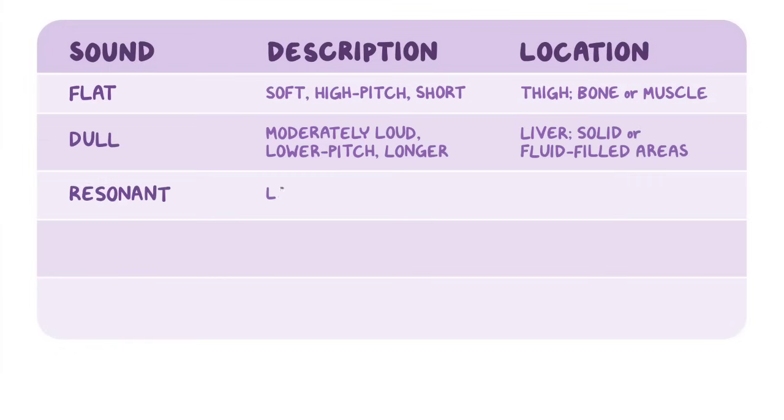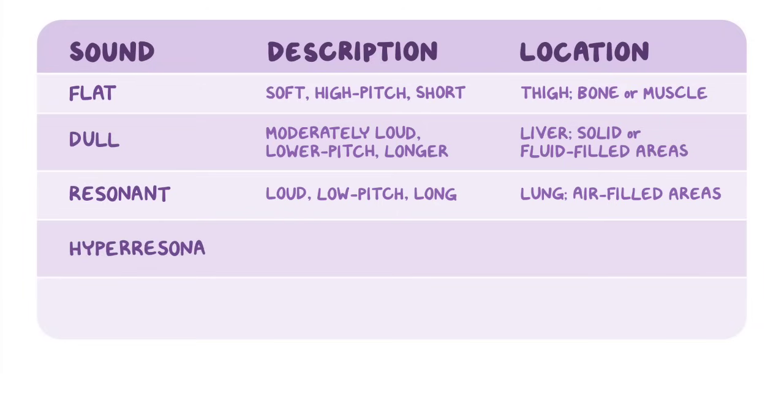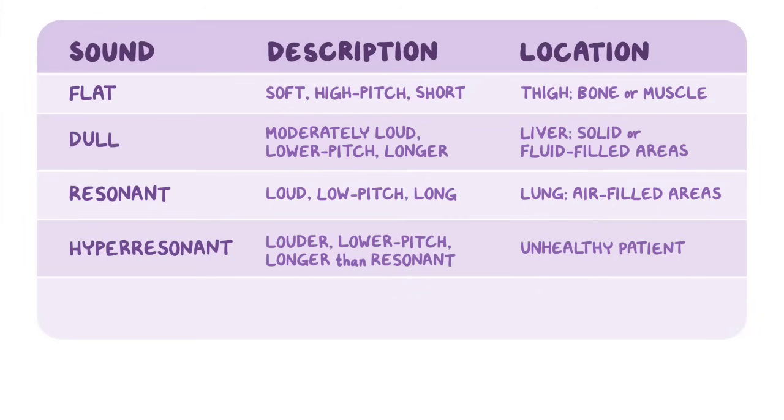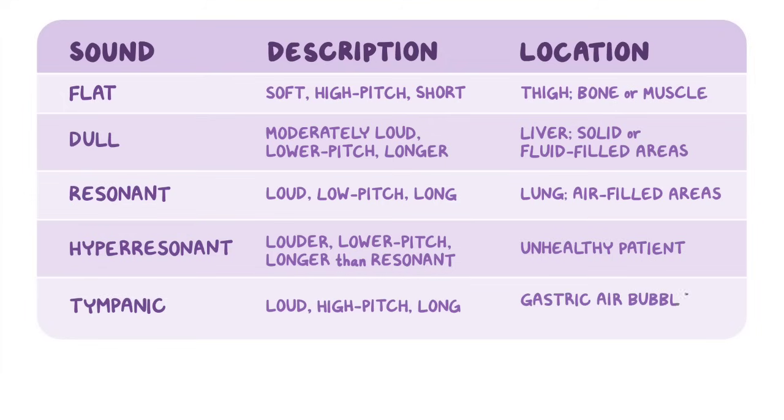A resonant sound is a loud, low-pitched, long sound that can be heard over the lung. Resonant sounds are often heard in air-filled areas, like the lung. A hyperresonant sound is more like a drum. Listen for a really low-pitch echo or booming sound. You can't recreate this on a healthy patient, but remember, it's louder, lower, and longer than a resonant sound. A tympanic sound is a loud, high-pitched, long sound that can be heard by percussing the gastric air bubble or a puffed cheek.